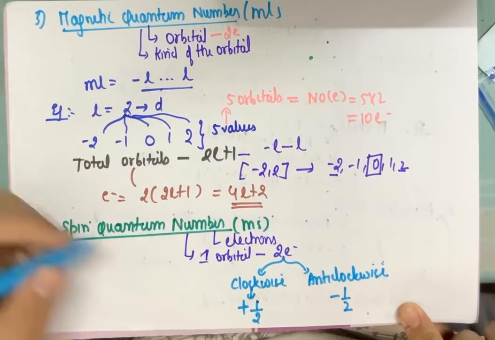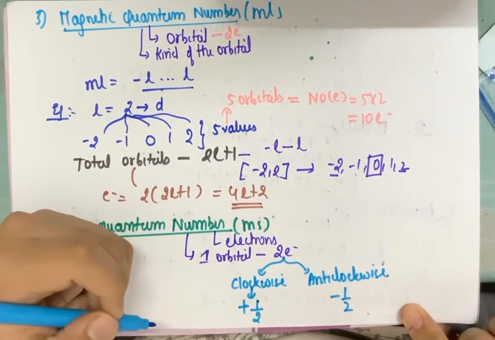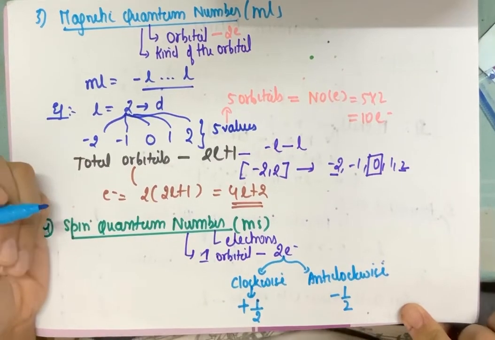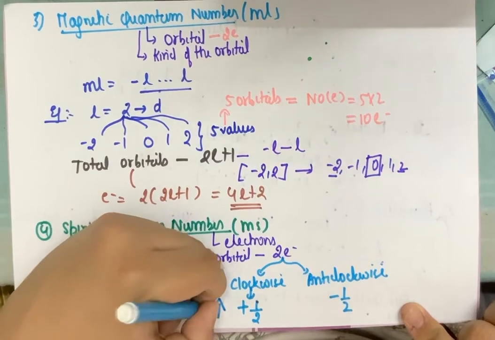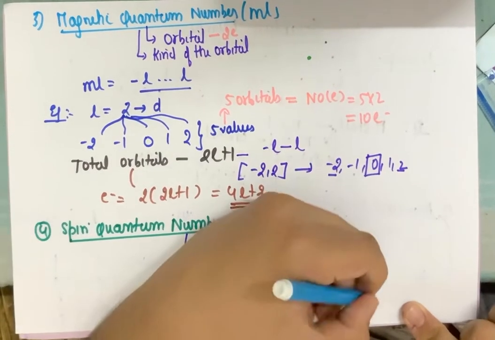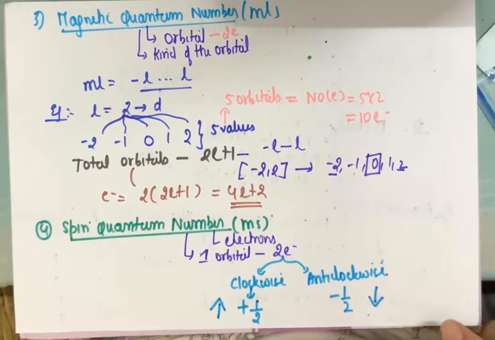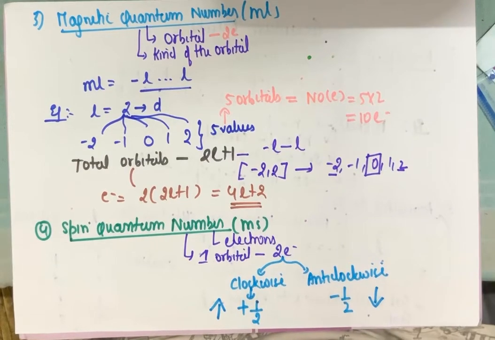Electrons are denoted by arrows in the arrow diagram of electronic configuration. I'll make a video on that also, so don't worry. Clockwise is given by an upward arrow and anti-clockwise is given by a downward arrow. So hence the description of the electron we can get using the spin quantum number ms.